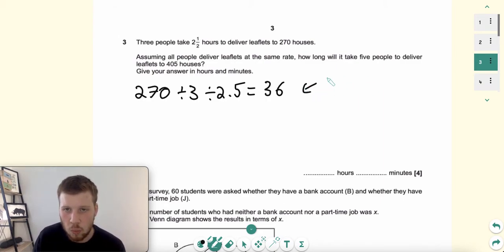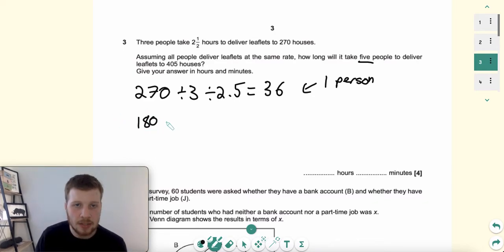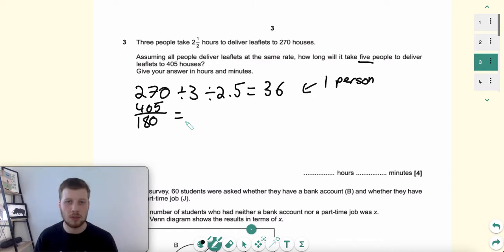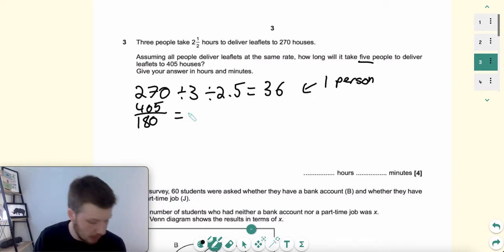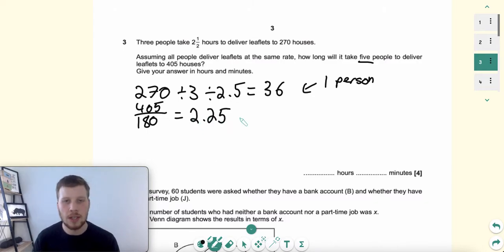So this is one person. I don't have one person, I have 5. So multiplying this by 5 is going to give me, well, 36 times 5 is 180. So 5 people is 180. And if there's 405 papers to be delivered, 405 divided by 180 will tell me how many hours that takes, which my calculator is saying 2.25. So therefore it's 2 full hours and a quarter of an hour, which is 15 minutes.